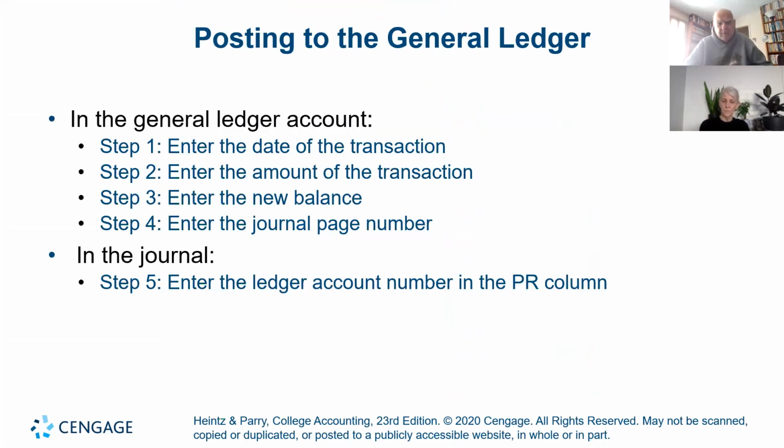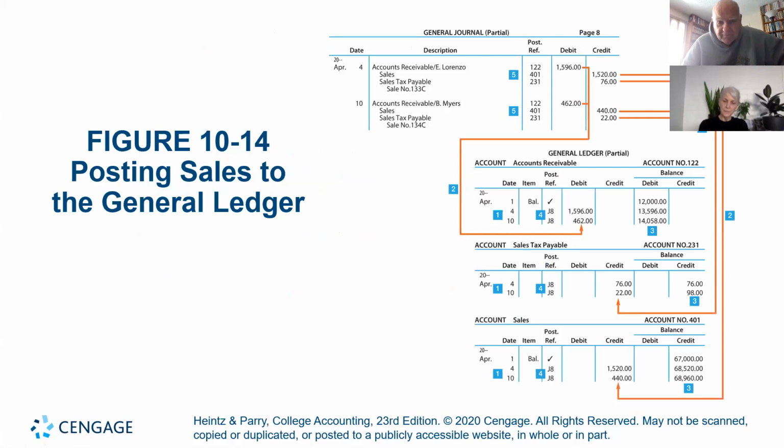Okay. So we saw those entries. We debited receivables, we credited sales and sales tax payable. Now we go to the general ledger. And we know how to post to the ledger now. We enter the date and the amount and the new balance and maybe a reference number. And in the journal, enter the ledger account number in the posting reference column, I believe that is. So let me zoom this guy too.